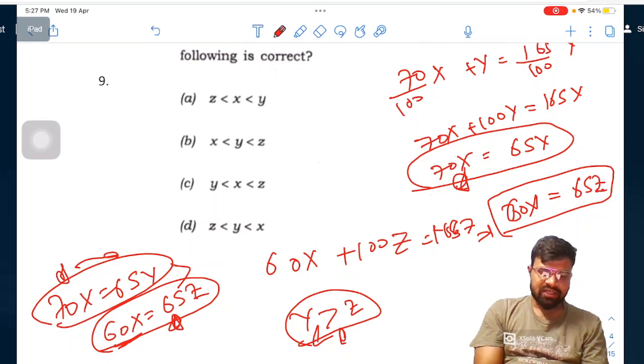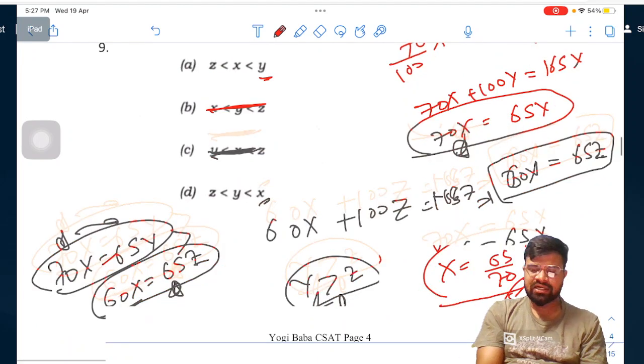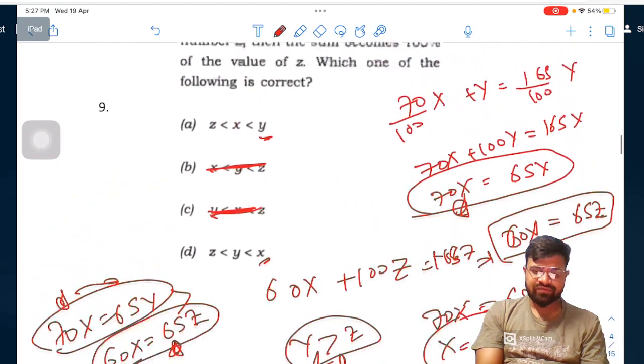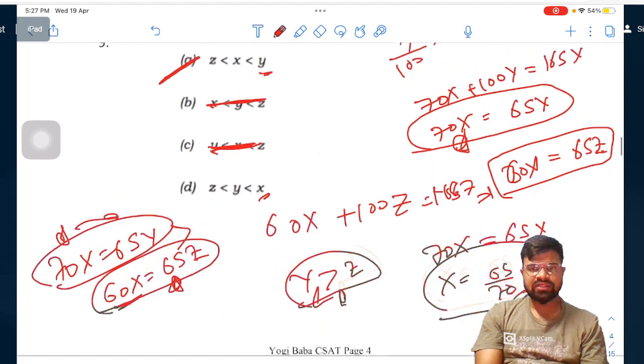So either the answer is this or the answer is this. It cannot be the other. Now see, 70x is equal to 65y. Now x is equal to 65 by 70 y. That is a number less than 1. If a number less than 1 is multiplied by another number, the result is obviously smaller. So y is greater than x also. So the answer will be A. I hope it is clear.